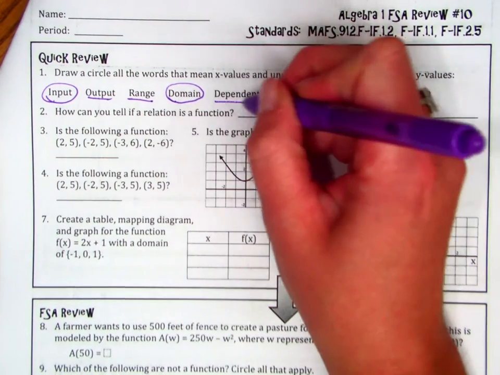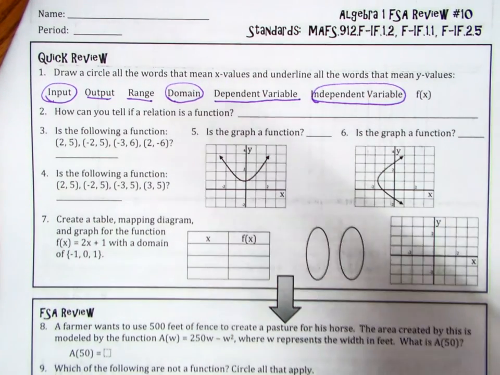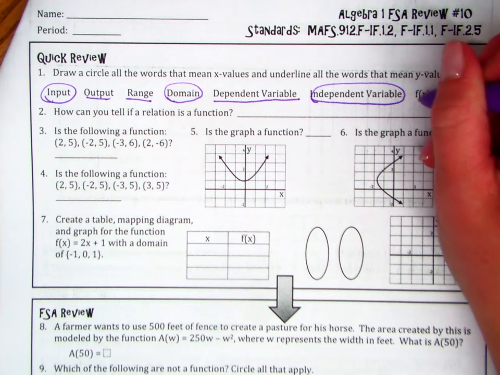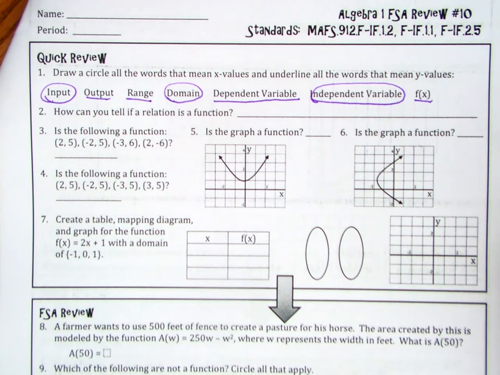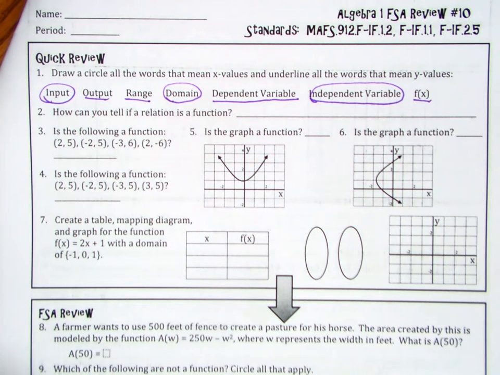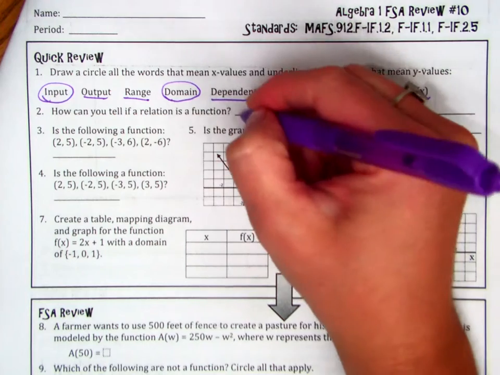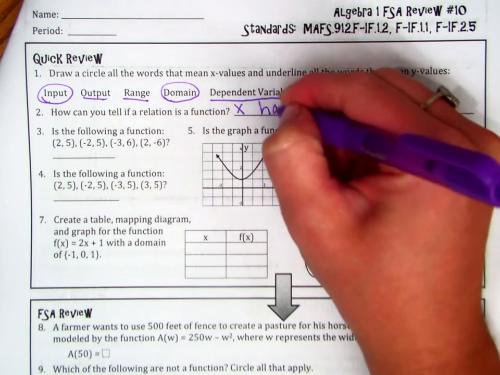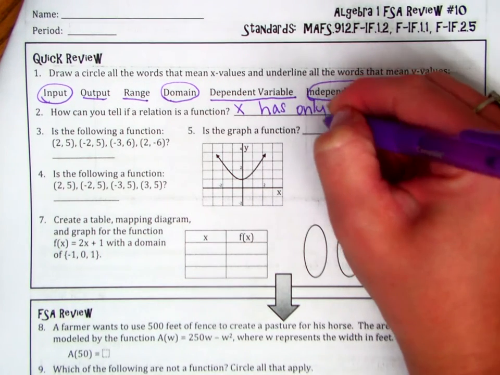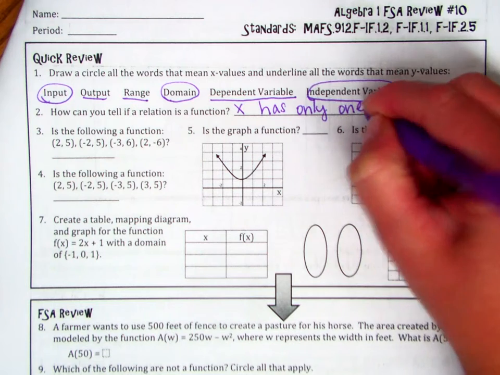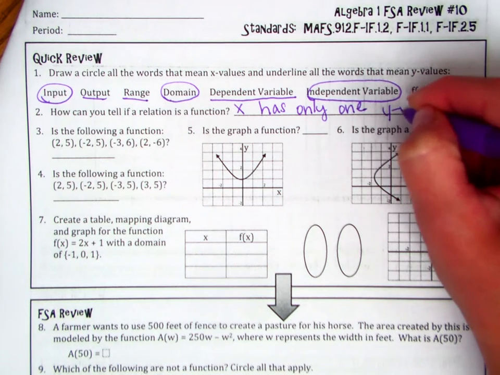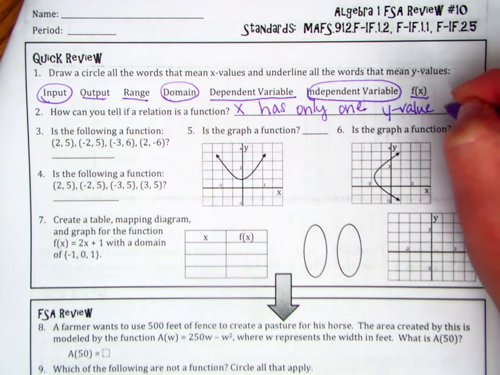They are my dependent variable because they depend on my value of x, and they are also my f of x. So the next question is, how can you tell a relation is a function? You can tell because x has only one y value associated with it.